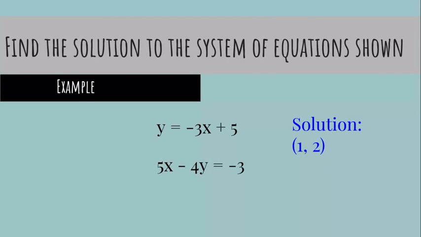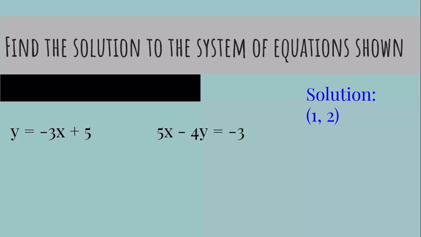We can check this by hand by substituting our answer into both equations, and it's important that both equations work for this to be correct. So in the first equation, we have y equals negative 3x plus 5. We know y is 2 and x is 1, so we can replace the y and the x. Now on the left side, we have just 2. On the right side, we're going to calculate that. Negative 3 times 1 is negative 3, plus 5 is also 2. So 2 equals 2 is correct, so we know that's right.